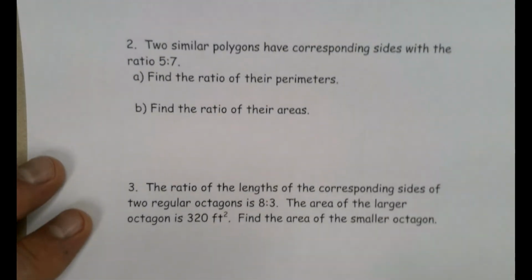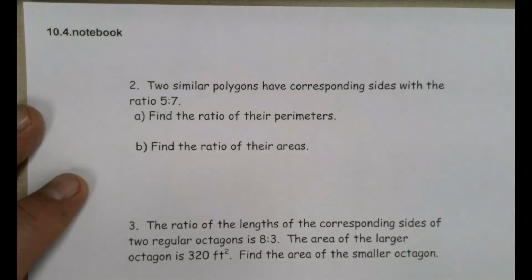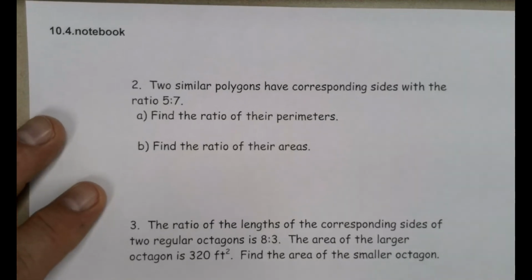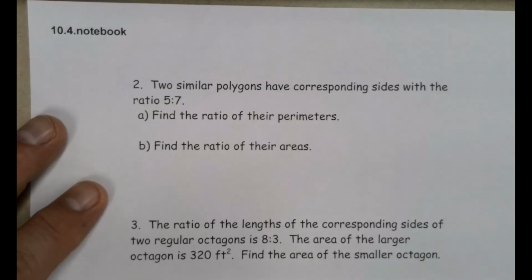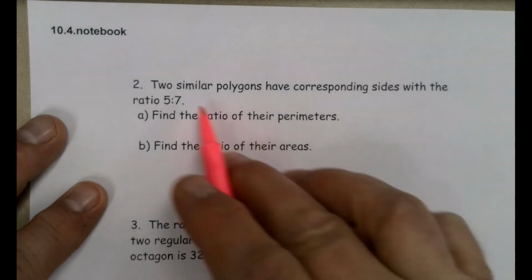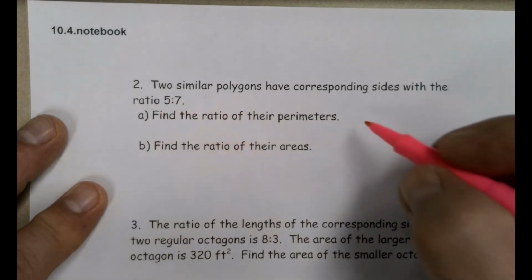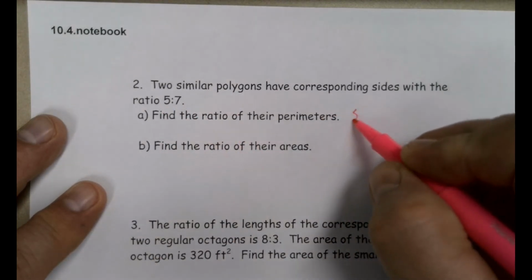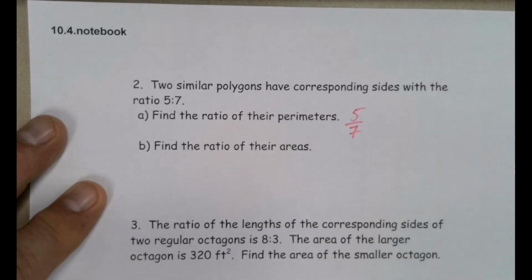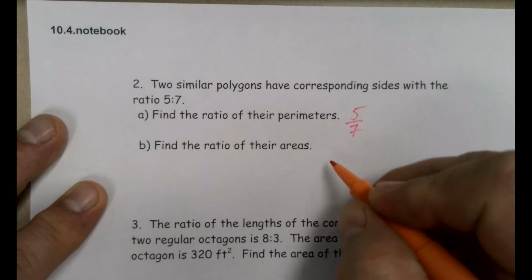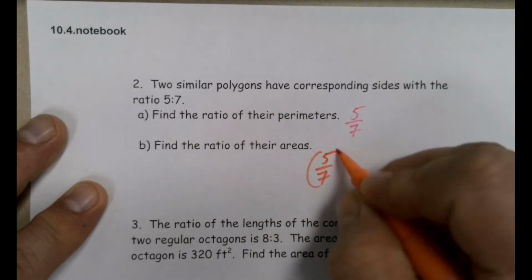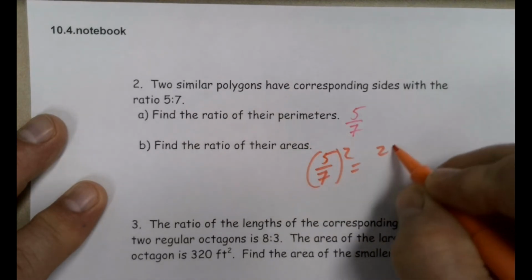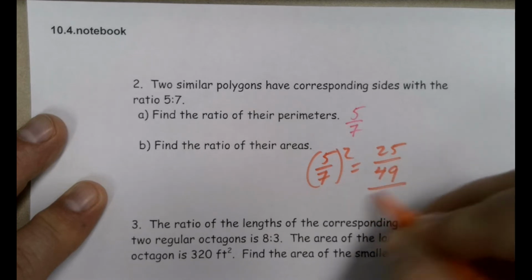I have two similar polygons that have corresponding sides that are the ratio 5 to 7. Find the ratio of the perimeters. Well, the ratio 5 to 7 for the similarity, ratio of the perimeters, 5 to 7. Ratio of their areas, 5 to 7 squared, so 25 to 49.